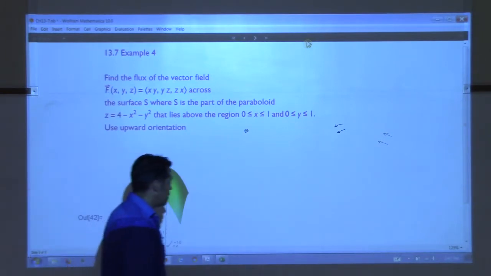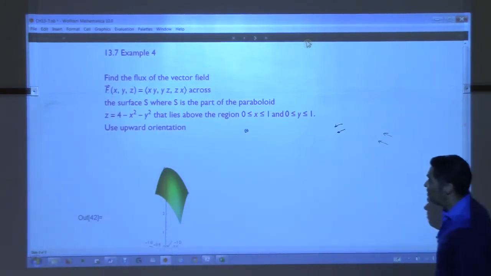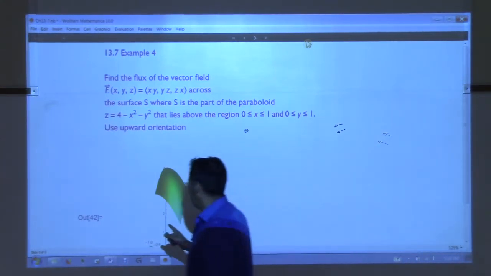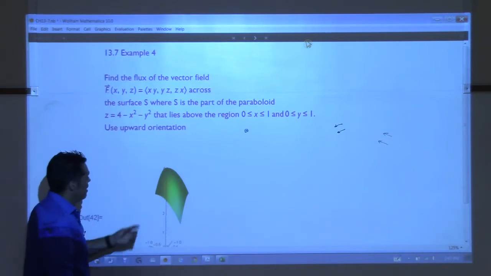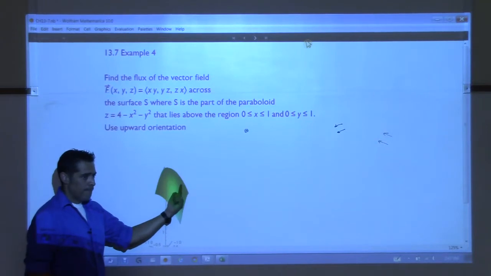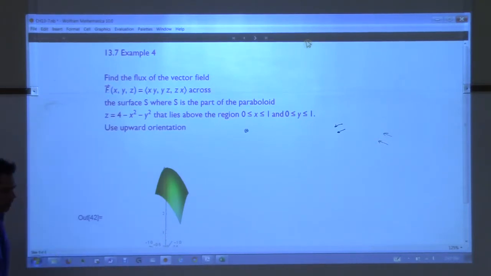Find the flux of the vector field F(x, y, z) = ⟨xy, yz, zx⟩ across the surface S, where S is the part of the paraboloid z = 4 − x² − y² that lies above the region where x is between 0 and 1 and y is between 0 and 1. Use upward orientation. So what I'm telling you is that I want you to do the flux through this. I want you to use normals that are pointing upward, all right? So how can you do this?